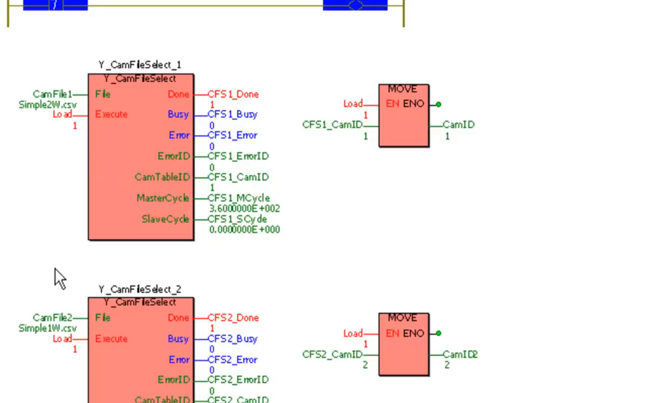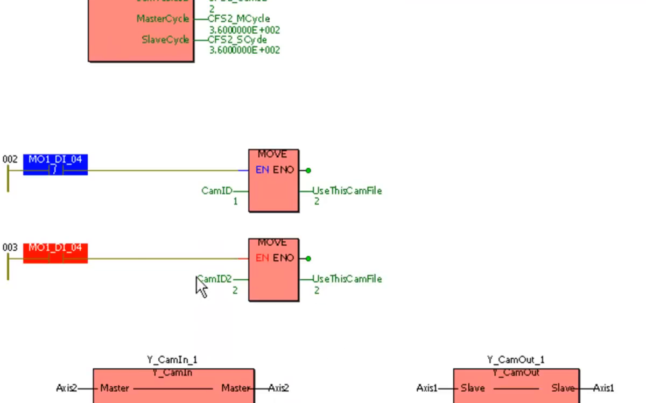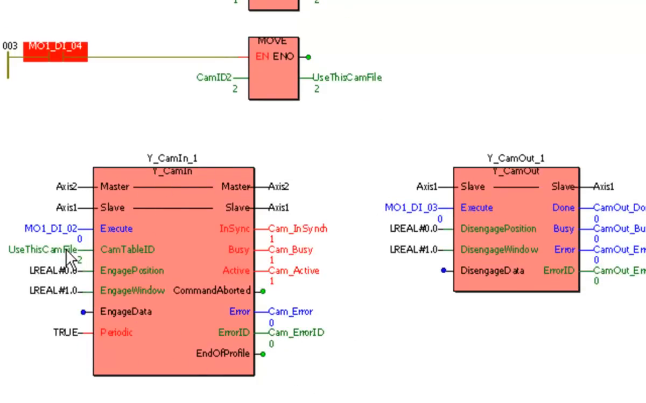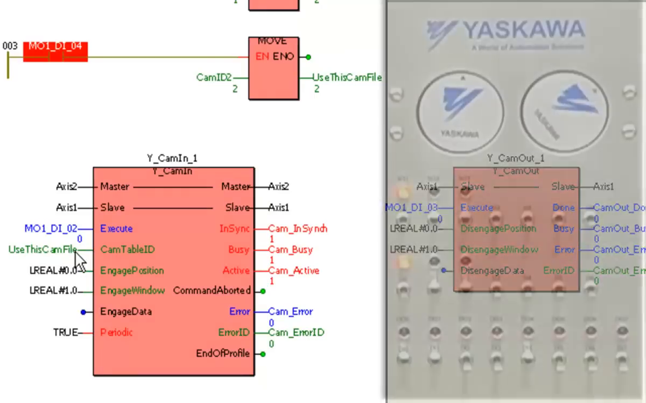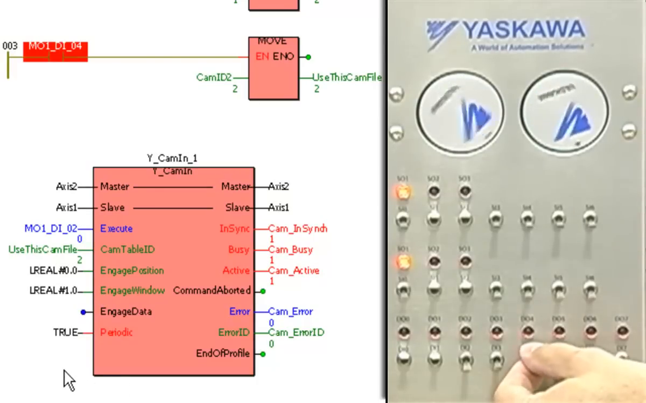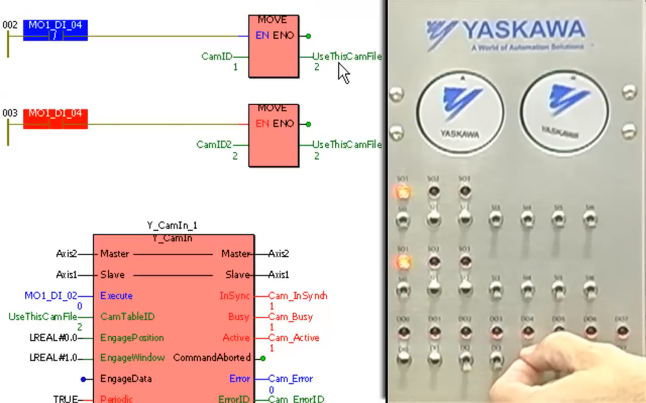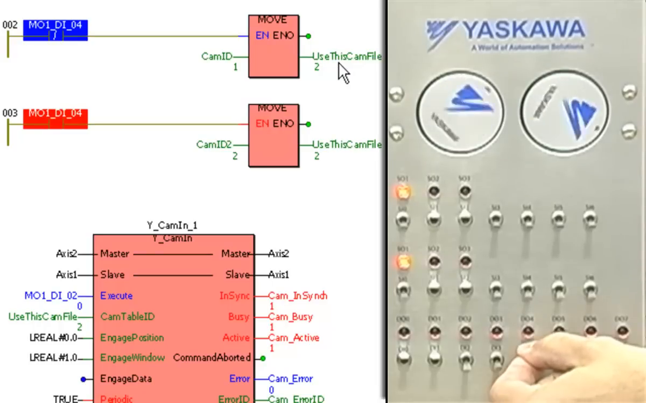So the way it does this is we have 2 cam files selected. When everything is enabled, we load cam file, our first cam file, and it gives a cam table ID number. And when we point it to our second one, we get a different number. Then here the selector will move either the first cam table ID or the second cam table ID into a common variable. In this case, use this cam file. And then when we do our cam engage, it's that cam file ID number that goes here with the engaged position. So as we switch the state of input 4, you see that the cam table ID is passed into use this cam file.